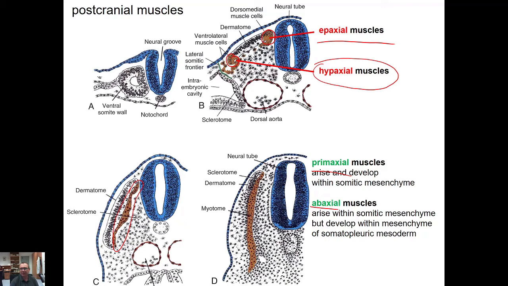These abaxial muscles have to cross this line here, which is called the lateral somitic frontier. So muscles which are developing from myoblasts migrating through this frontier will be abaxial, and those which don't migrate through this area, or through this line or border, the frontier, will be primaxial muscles. So it means that all epaxial muscles are primaxial, but only some hypaxial muscles are primaxial and other ones are abaxial.